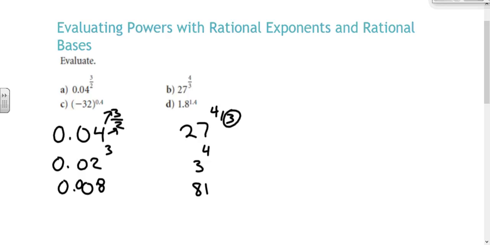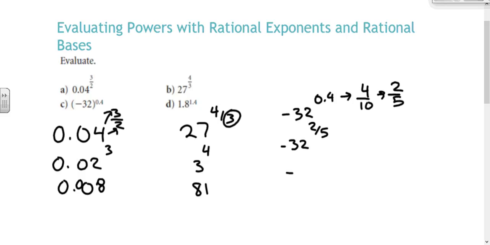If I look at C, I have negative 32 to the 0.4. Remember, 0.4 is the same thing as saying 4 over 10, which is the same thing as saying 2/5. So negative 32 to the 2/5. The fifth root of negative 32 is negative 2, and then negative 2 squared should give you 4. Last one, you do have to plug into your calculator. It will not come out exact on an exam or anything like that. I would tell you if that was the case. So this just equals 2.2770.